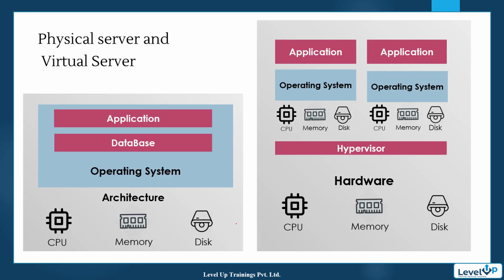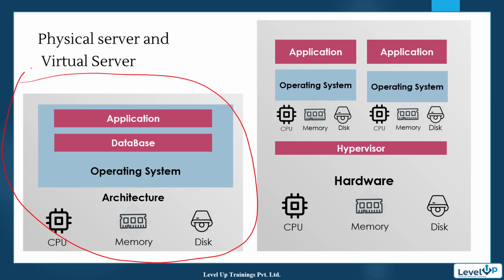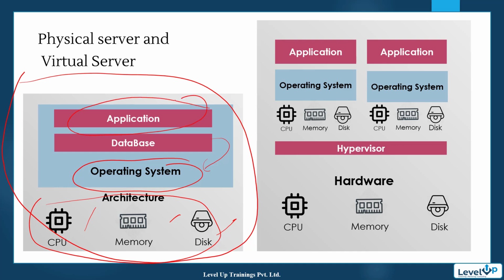If you look at the difference between a physical server and a virtual server, in a physical server there are multiple layers. The first layer is the hardware layer, which has CPU, memory, and storage. On top of that there's an operating system, and a database is configured on top of the operating system, and your application is hosted so that your application can store the data in a database. And if it wants to do any processing, with the help of the operating system, the processing can happen.